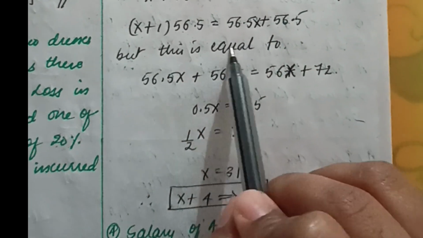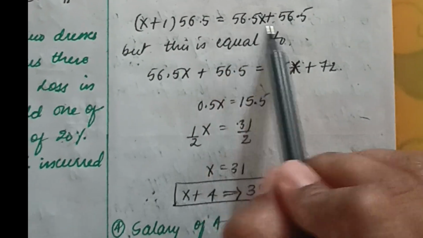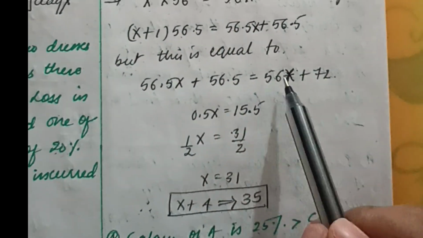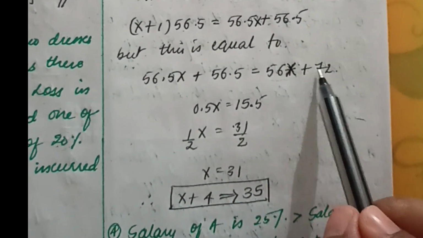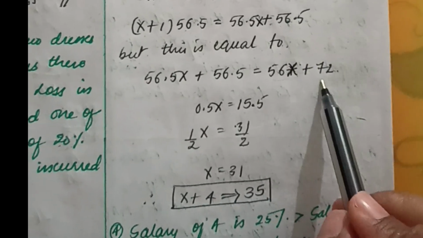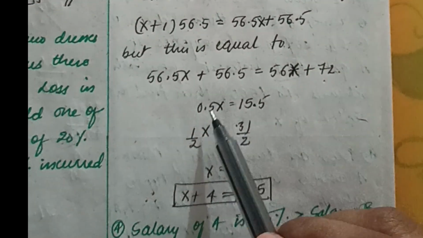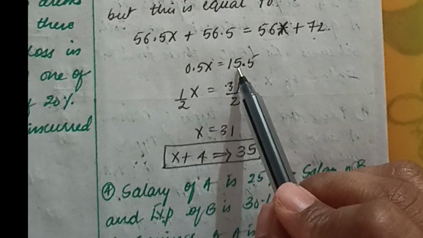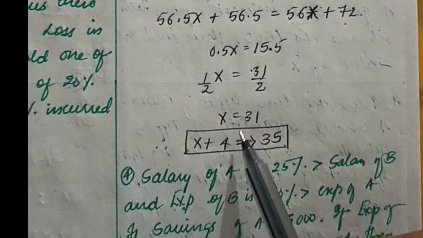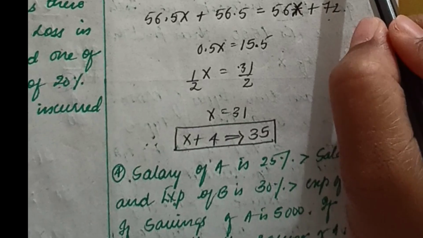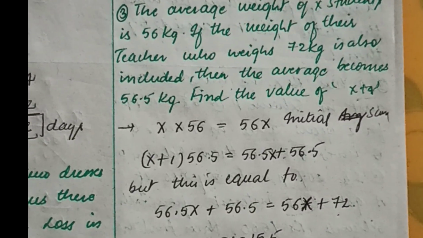But this is equal to 56x plus 72, because this is the initial sum and later we added the weight of the teacher. So we have written 72. Therefore 0.5x will be equal to 15.5, that is x by 2 will be equal to 31 by 2, then x is equal to 31. They asked the value of x plus 4, so x plus 4 will be equal to 35.